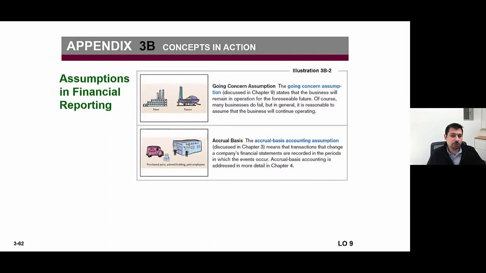There's also the going concern assumption, and this is where the general assumption is that the company will remain in business for the foreseeable future. You don't expect it to go bankrupt anytime soon. And we talked also about accrual basis accounting. This is where revenues are recognized when they are earned and expenses are recognized when they are incurred. And we said that under US GAAP, companies are required to use the accrual basis of accounting.